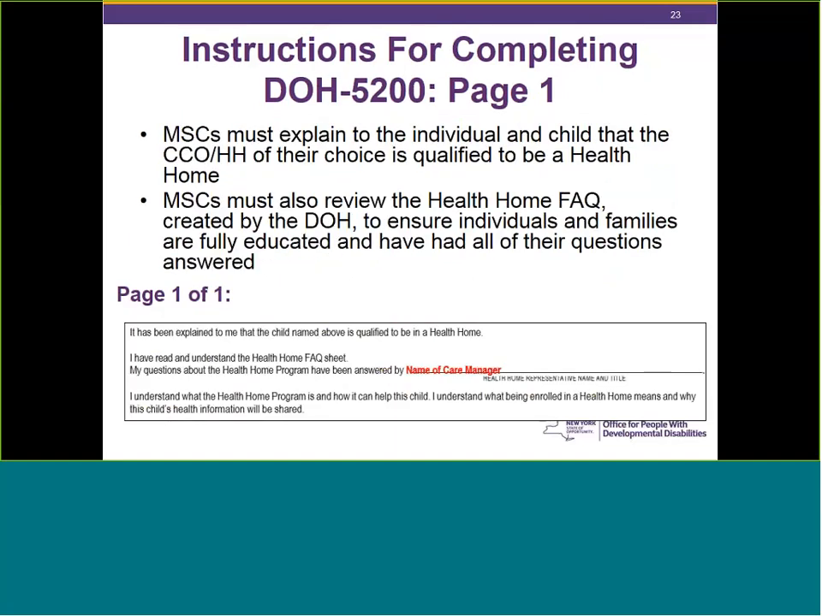Moving on to the next section of the 5200, page 1, we are looking at entering in, again, the name of the care manager. So in that situation, it's either you as the long-term care manager or the current MSC service coordinator. MSC should explain to the individual and child that the CCO health home of their choice is qualified to be a health home. MSCs must also review the health home FAQ developed by DOH to ensure individuals and families are fully educated and have all their questions answered.